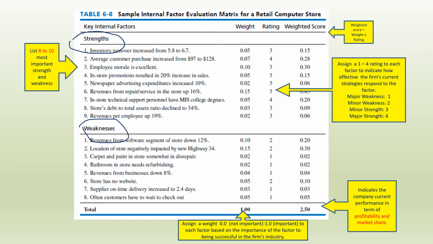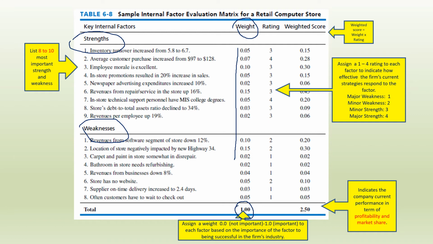Okay, now we go to this column, the weight. So we need to assign, this is the second step, we need to assign a weight. So this weight ranges from 0.0 to 1.0. 0.0 stands for not important, ranging from not important to 1.0 important. And the total here must be 1.0. It cannot be more than 1.0.